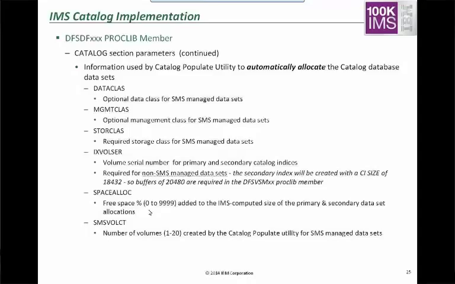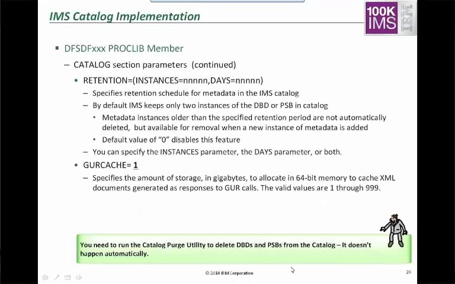And then SMS volume count is the number of volumes created by the catalog populate utility for SMS managed datasets. A couple of other parameters on the next page. The retention parameter. As I mentioned earlier, whenever you do an ACB gen, we will create instances of those in the IMS catalog. And so the question is, how many instances does the catalog hold? You can specify that via the retention parameter.